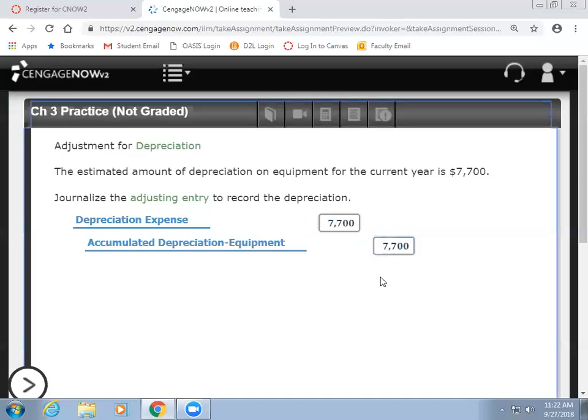Okay, so just remember, you never credit the long-term asset itself. You always credit accumulated depreciation, and that is a contra asset account. Any questions on that one? What is depreciation? It's just the decline in value of the asset.